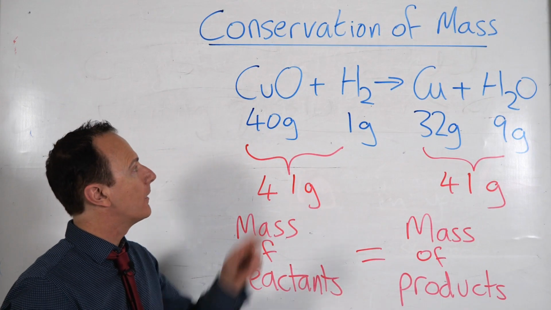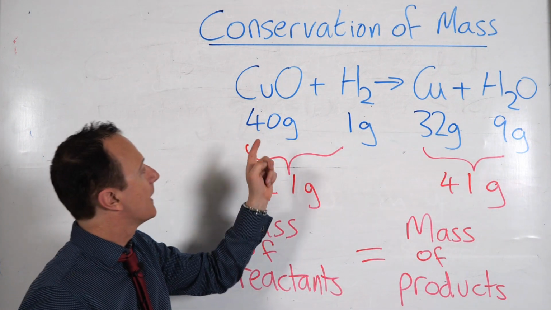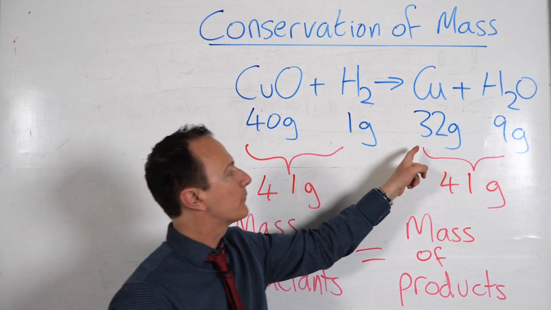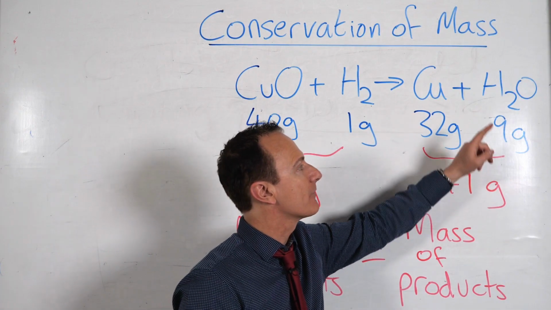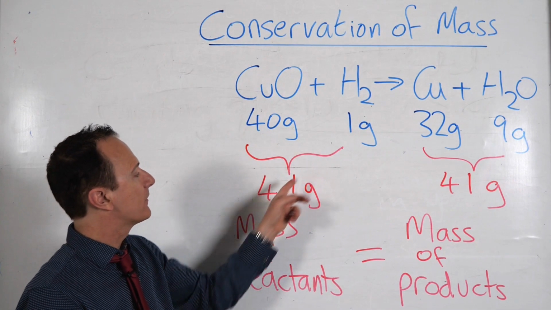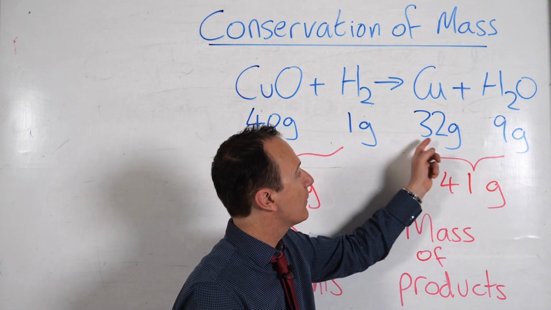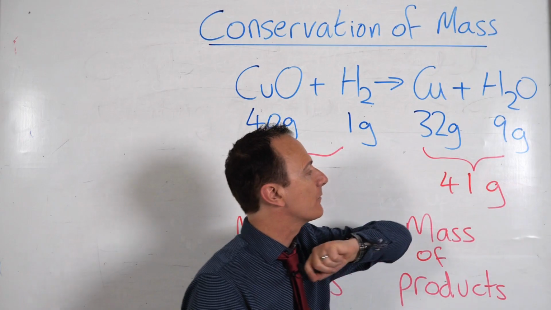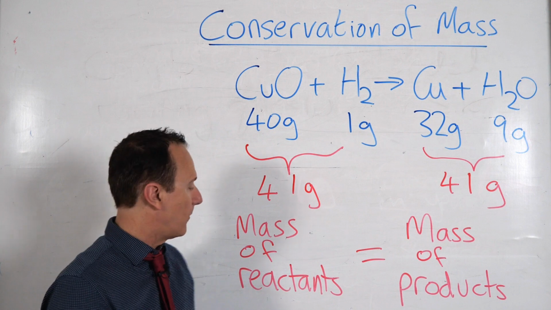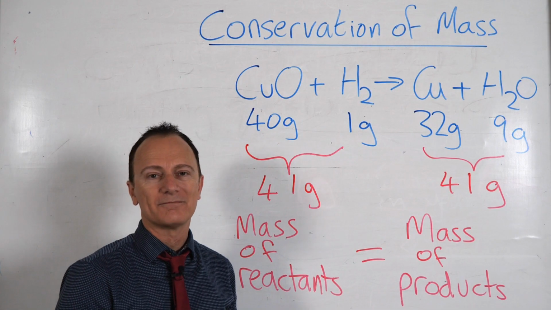So if we take this example of copper oxide reacting with hydrogen to make copper and water, if we start with 40 grams of copper oxide and 1 gram of hydrogen, that could make 32 grams of copper and 9 grams of water. Now if we add up the total mass of reactants, we can see we're starting with 41 grams of chemicals, and the products it changes into, we've got 32 grams of copper, 9 grams of water, so that's 41 grams of products. So we can see from this example that the mass of reactants is equal to the mass of products.